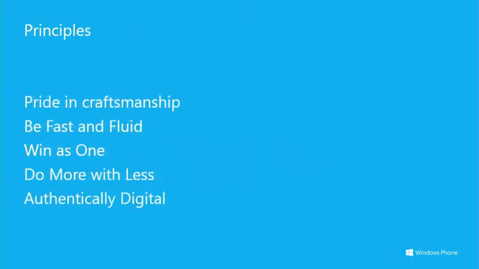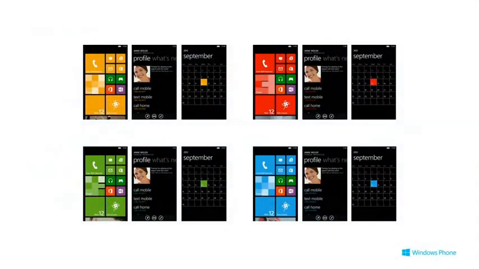So that's the summary of those design principles. Keep those in mind when you're creating your Windows Phone applications. The result is what you see here, the Windows Phone style. So great use of bold block colors, a clear, uncluttered display, and clear communication. That's the important thing. Clear communication of the information the user needs.